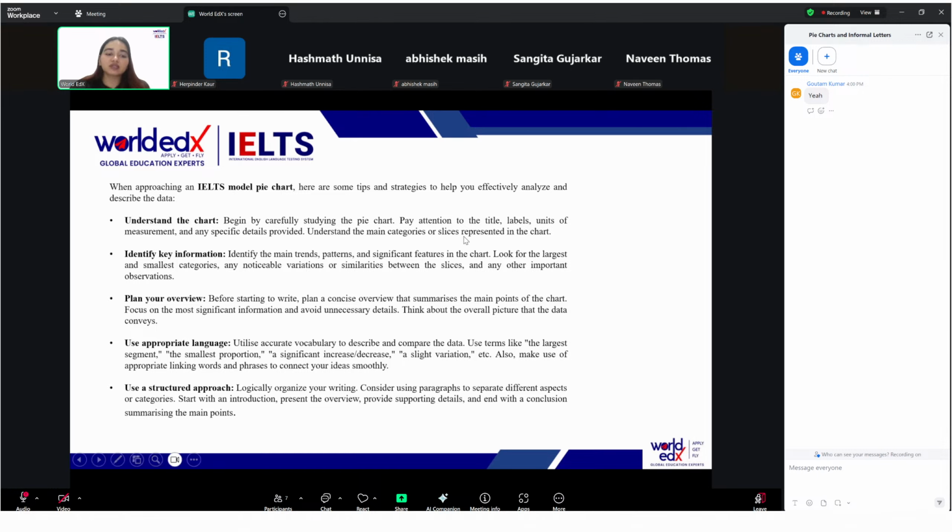And then use a structured approach. That means that every graph will follow a structure. It needs to have an introduction, then an overview, body 1 and body 2. You do not have to add any more information than that, because it's again 150 to 170 words that you need to include, and you need to complete it in 20 minutes. So make sure that you are not writing more than what is required, and also you're not wasting a lot of time.